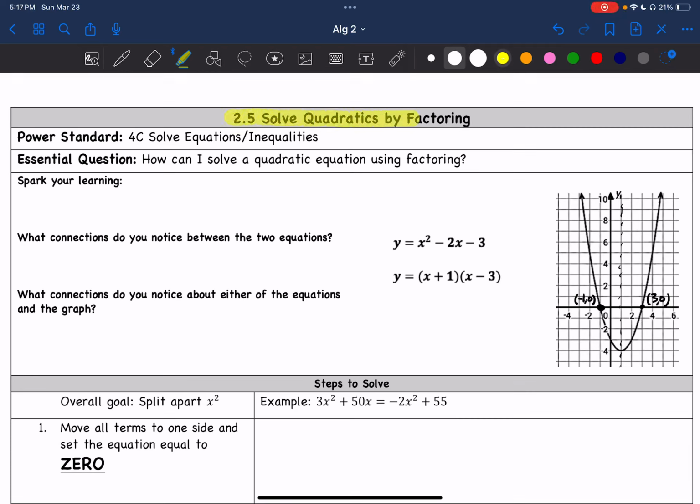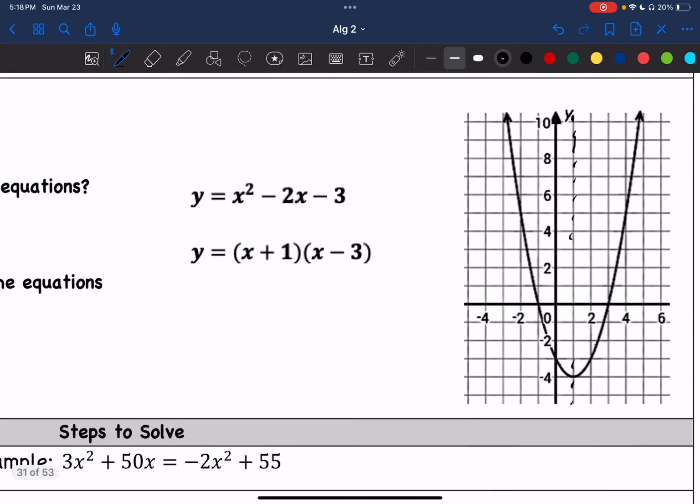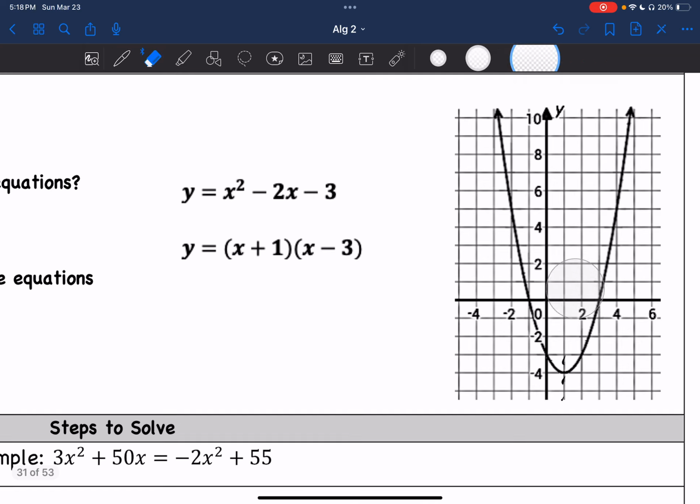All right, so I'm looking at 2.5, solve quadratic equations by factoring. We've been talking about factoring, and so now we're going to figure out how we can expand that discussion to actually solve quadratic equations. So before that, we're just going to need to revisit some connections between the different forms of quadratics that we've learned and the graph.